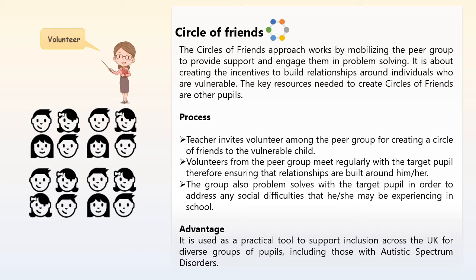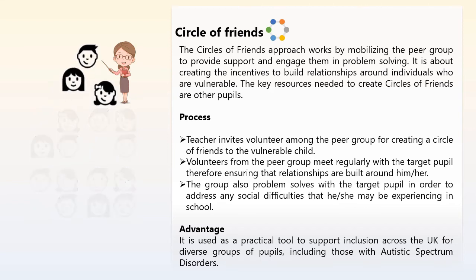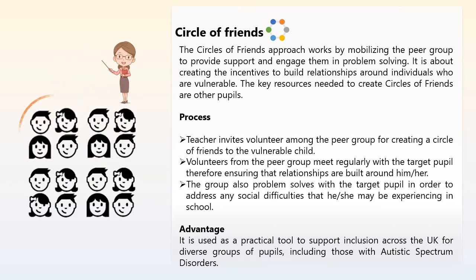Their process would be: teacher invites volunteers among the peer group for creating a circle of friends for the vulnerable child. Volunteers from the peer group meet regularly with the target pupil, therefore, ensuring that relationships are built around him or her. The group also problem solves with the target pupil in order to address any social difficulties that he or she may be experiencing in school.